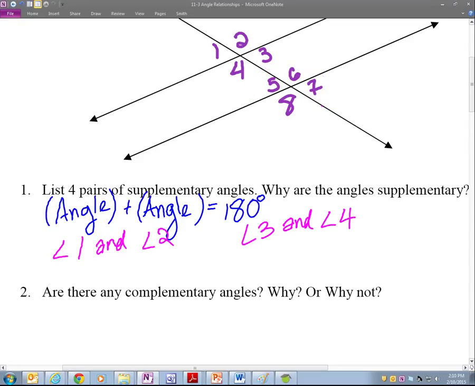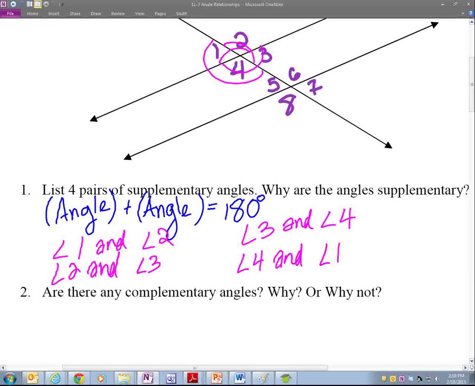Max. 2 and 3. Angle 2 and angle 3. Good? Ready? What is it? Angle 1 and angle 4. Angle 4 and angle 1. So this guy, then there's this guy, there's this guy, there's this guy. All of those, looks like a volleyball, all those are supplementary angles. It gets to be 180 degrees. Okay? 180 degrees. Are there any questions about that?